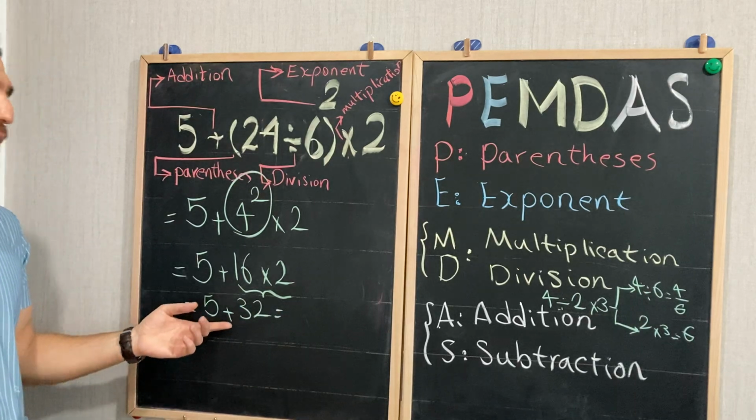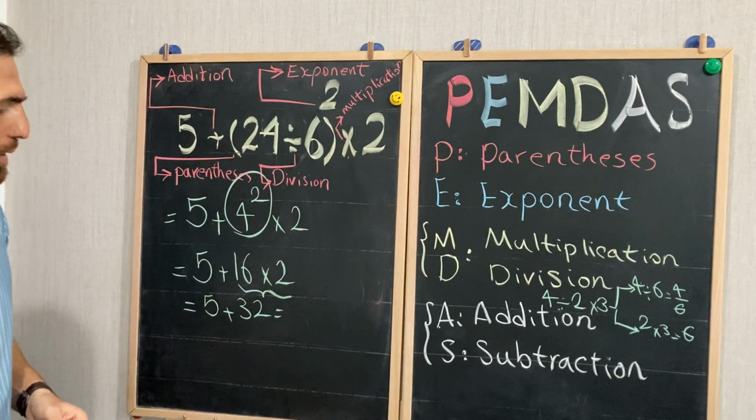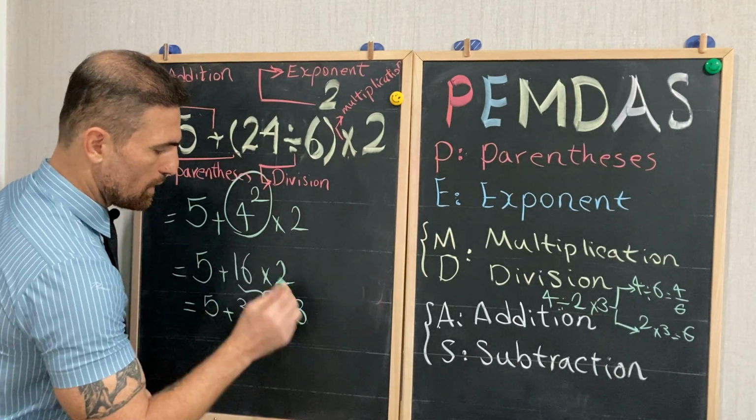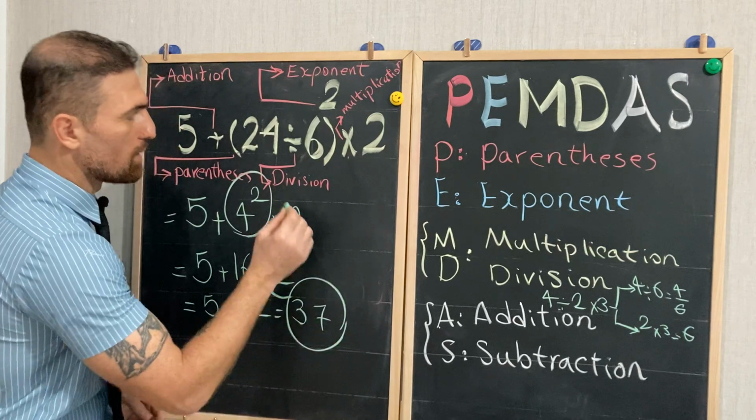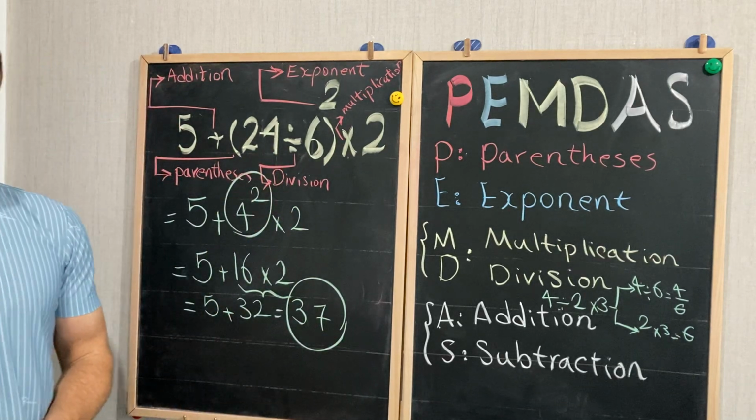And the last one, addition. 5 plus 32 equals 37. And this is our answer.